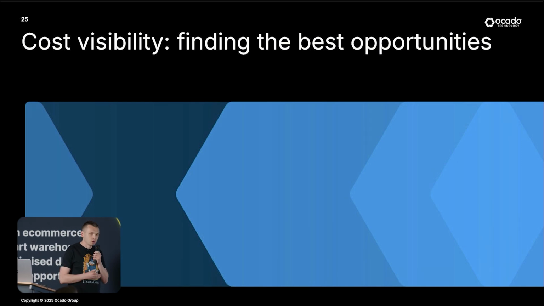And now I'm going to tell you more about the framework that we've been working on inside Ocado Technology. We use that to spot the best cost-saving opportunities and also to introduce them as fast as possible.